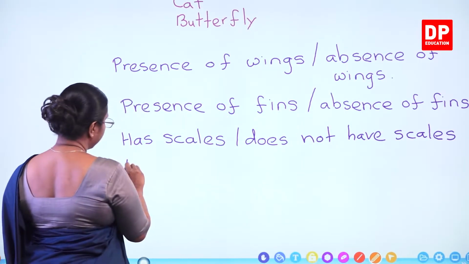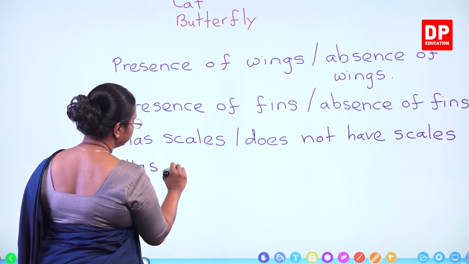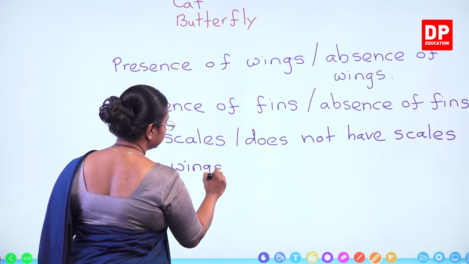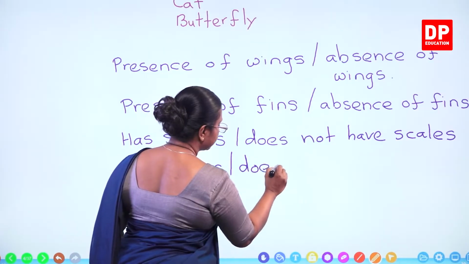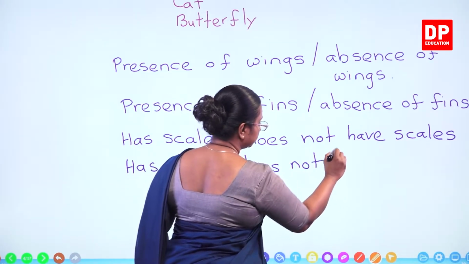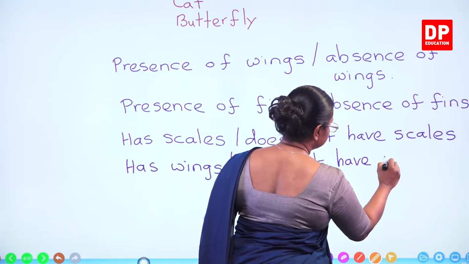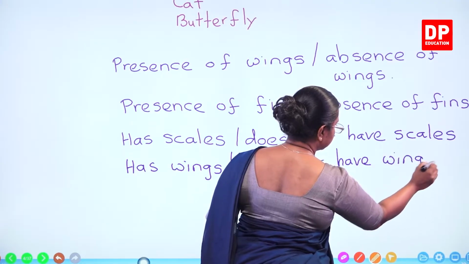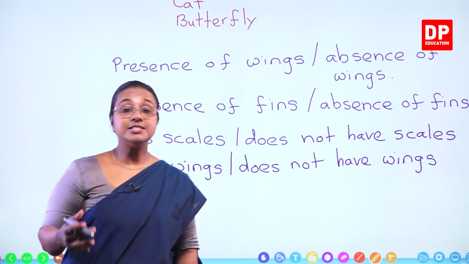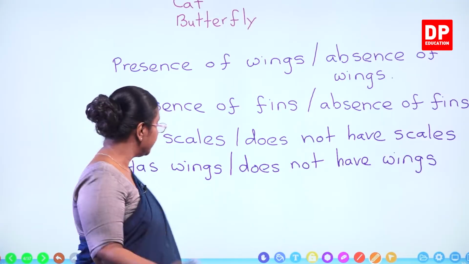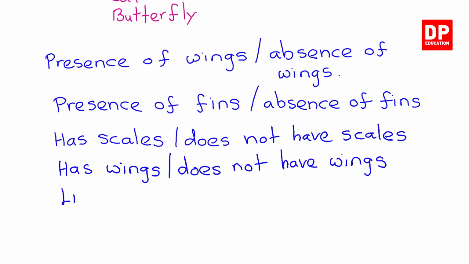Then we can say has wings, does not have wings. We can even consider their habitat. Lives in water. We can say does not live in water.